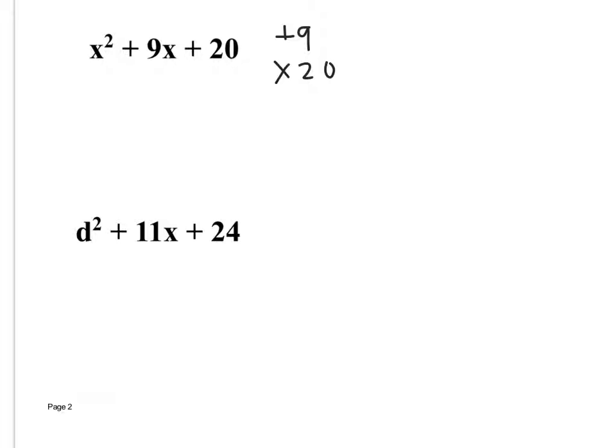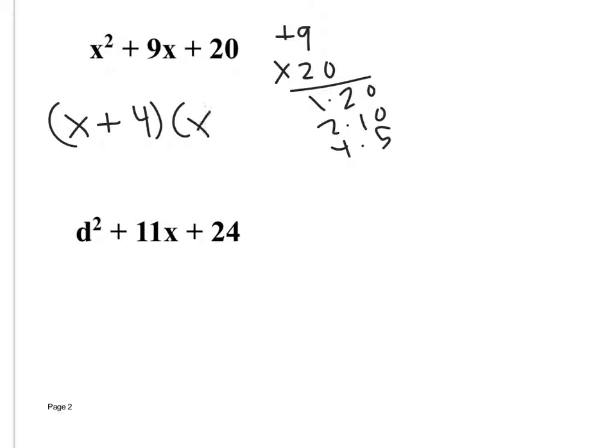So I go through the factors of 20. What are the factors of 20? 1 and 20, 2 and 10, 4 and 5. Are there any others? No. So would any of those add to give me 9? 1 and 20 wouldn't. 2 and 10 doesn't. But does 4 and 5? Yes. So that's what I'm going to use. Those are m and p. For these, the easiest thing to do is write x plus one of those numbers and then x plus the other number. And that is the answer.